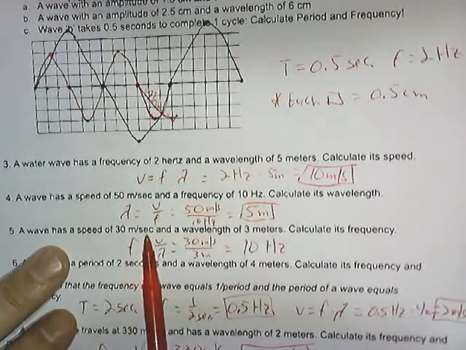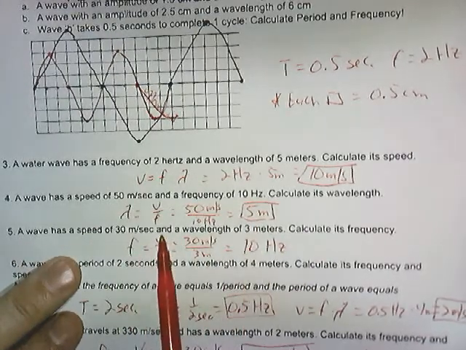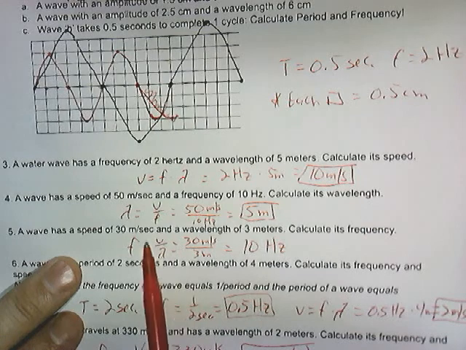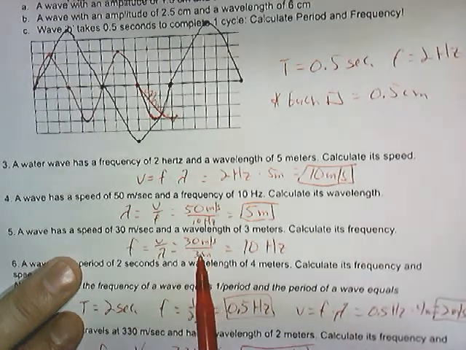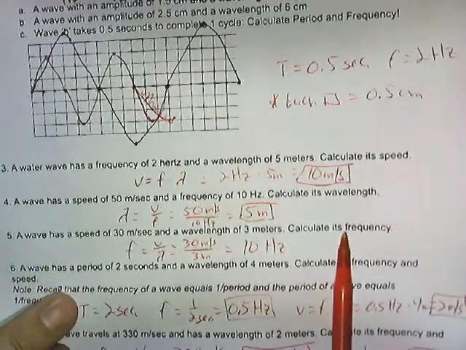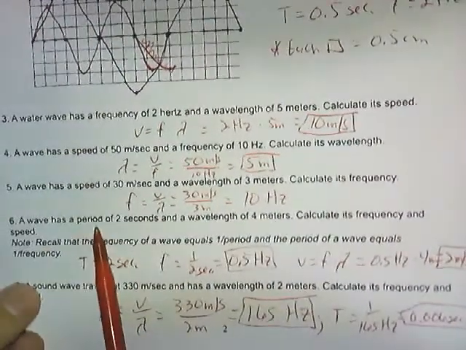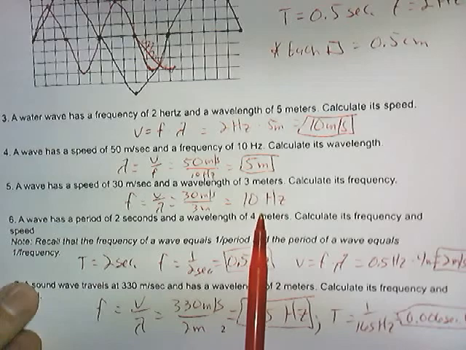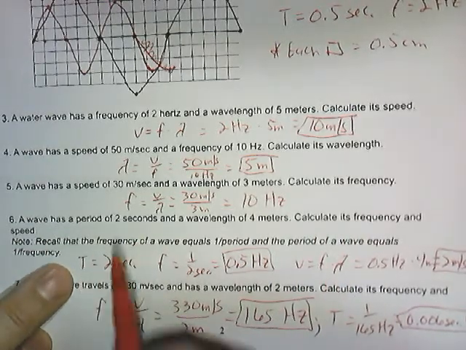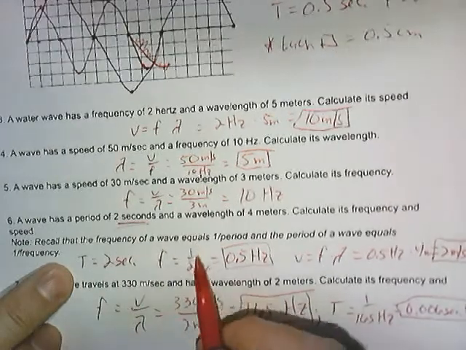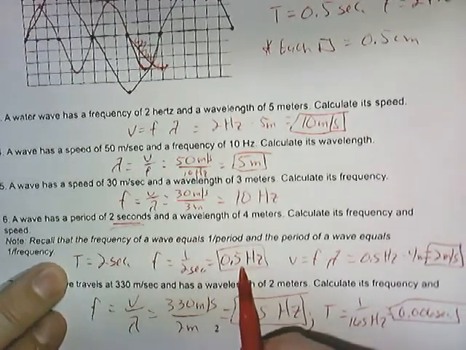A wave has a speed of 30 meters per second and a wavelength of 3 meters. Velocity divided by wavelength, right? I'm isolating these variables, so I'm solving for frequency. 30 divided by 3 is 10 hertz. That's its frequency. So a wave has a period of 2 seconds and a wavelength of 4 meters. Calculate its frequency and speed. Well, I know the period is given as 2 seconds. So frequency is going to be 1 over 2, which is 0.5 hertz.